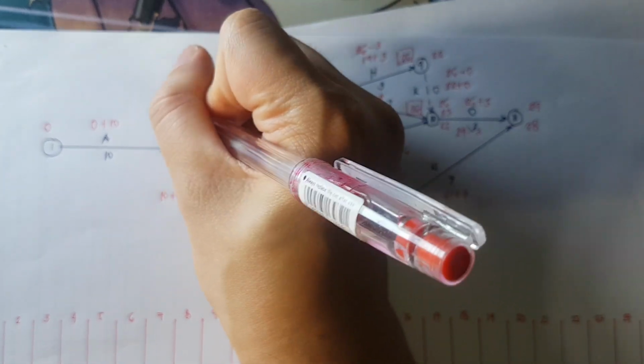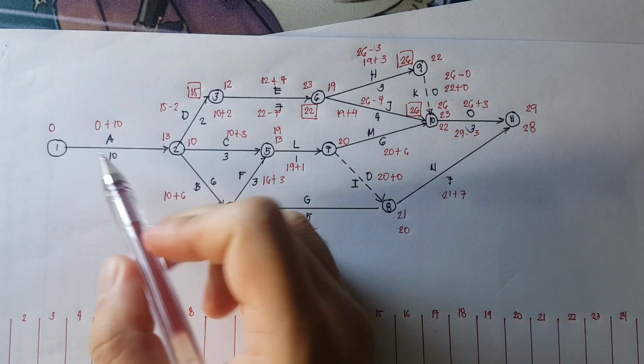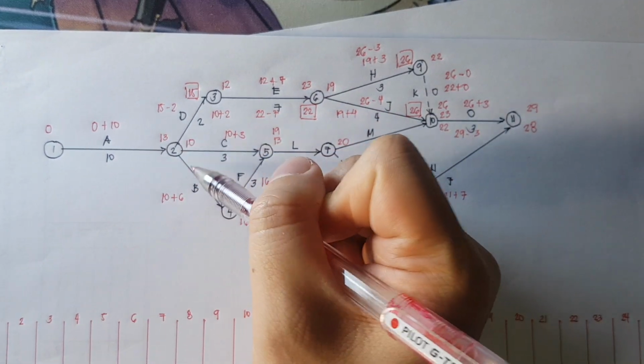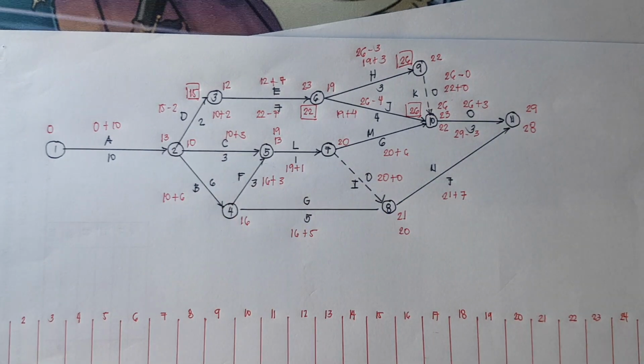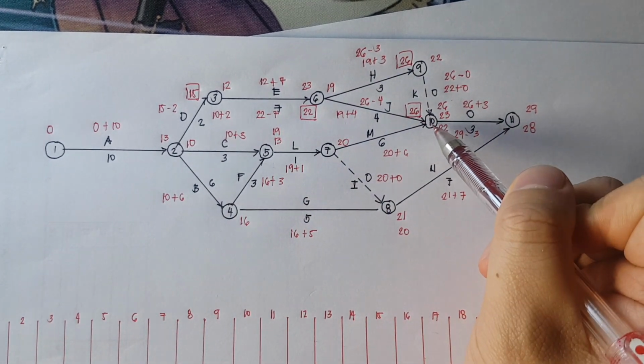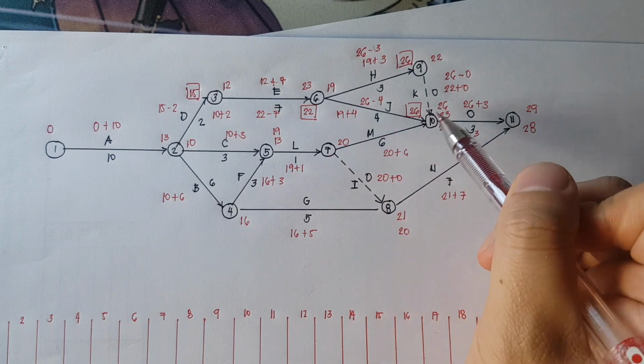15 minus 2, that is 13. We cannot yet proceed because we still have two nodes, two arrows, that is 2 to 5 and 2 to 6. Okay? So let's go back with activity 7 to 10.